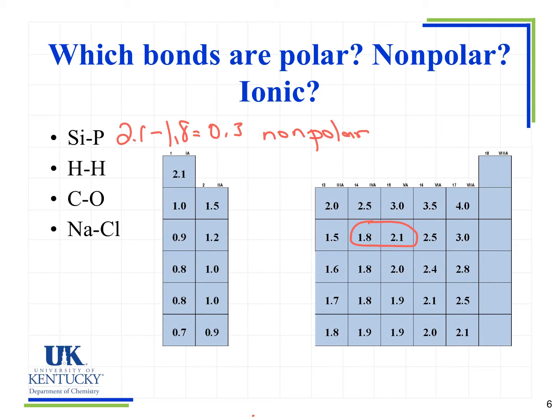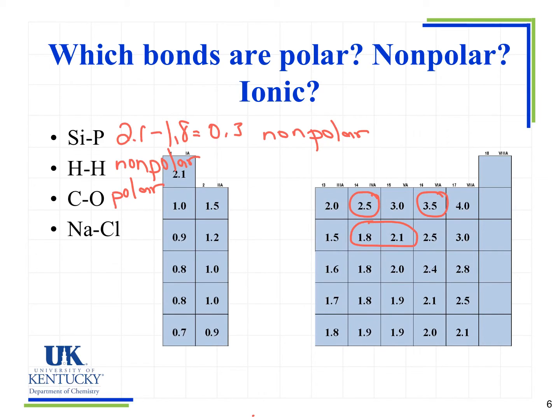When I look at H2 or HH, I don't really care about what the actual electronegativity value is because I know it's the same element, so therefore this has to be non-polar because there's a zero difference in electronegativity. For carbon, which is here, and oxygen, which is here, I notice there's a difference of 1.0, and that falls into the polar or polar covalent region of the polarity scale.